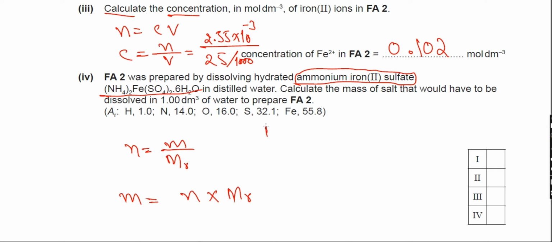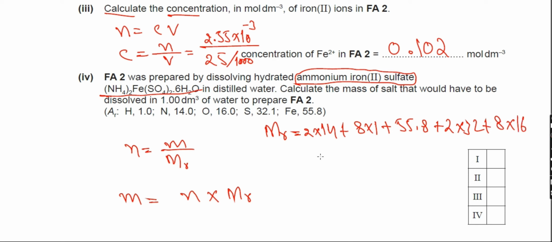So simply, first of all, you are going to find the Mr of the ammonium iron(II) sulfate.6H2O. How? You can easily see how many nitrogen atoms we have: 2 times 14, plus 8 times 1, which is the atomic mass of hydrogen, plus 1 iron, which is 55.8, plus we have 2 sulfur, so 2 times 32, plus we have 8 oxygens, 8 times 16, plus we have 6 water, and the molecular mass of the water is 18.